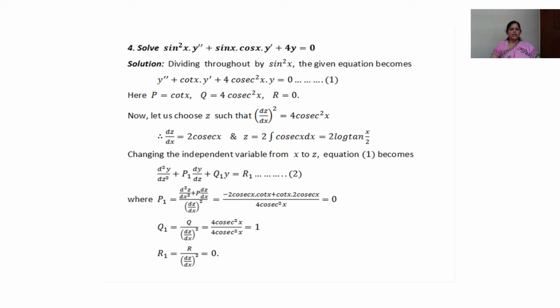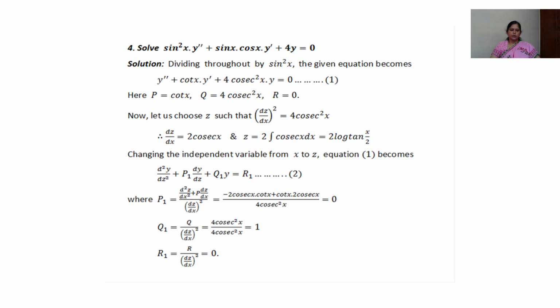We are going to write the formula and substitute the values, and simplifying it we will get p1 is equal to (d²z/dx² plus p times dz/dx), the whole thing divided by (dz/dx) whole squared. So here d²z/dx² is minus 2 cosecant x cot x, plus the p value is cot x and dz/dx is 2 cosecant x, the whole thing divided by 4 cosecant² x. In the numerator both the values are the same and have opposite signs, that's why we are getting 0. So therefore p1 is 0.